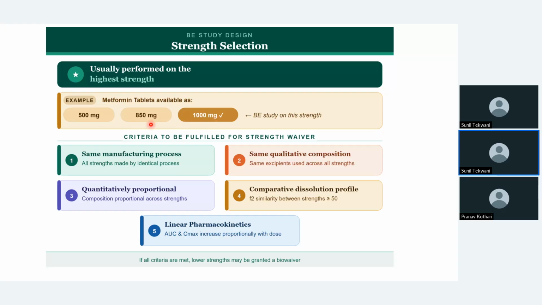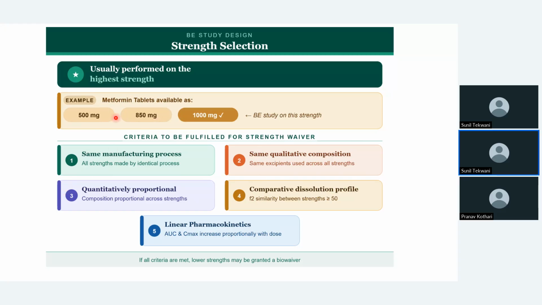But to get a waiver, meaning permission of not doing a BE study on these 2 strengths, a biowaiver. To get a biowaiver of these 2 lower strengths, you need to fulfill certain criteria. These are the 5 criteria that you need to fulfill according to the EU BE guideline.